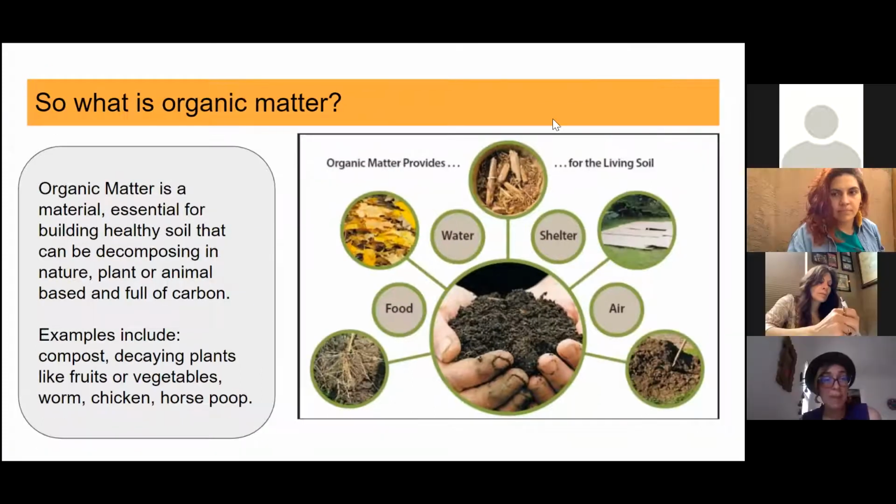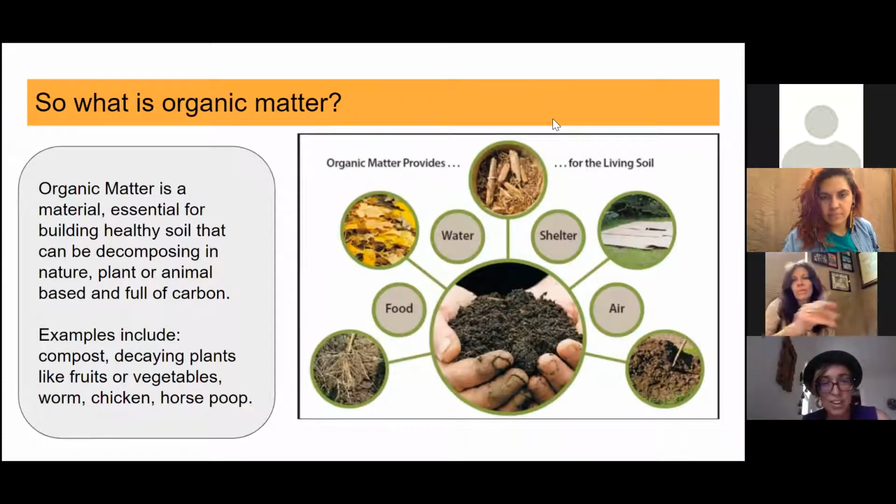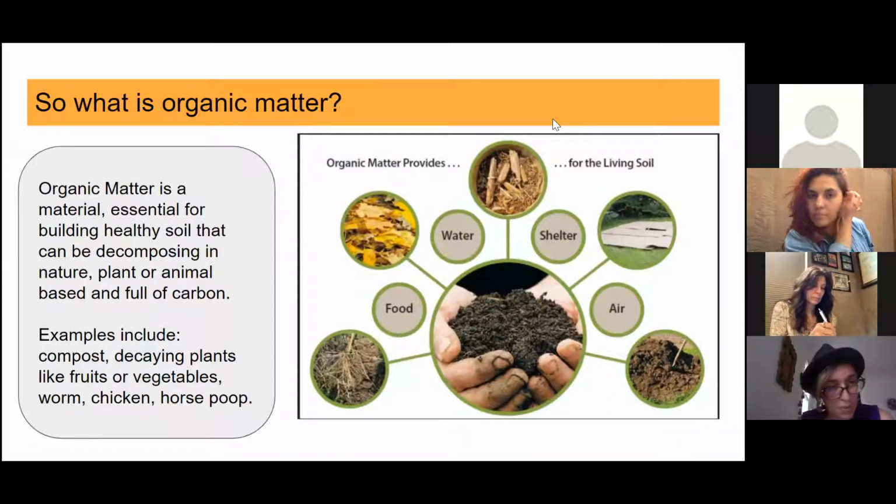Okay, so next slide. Organic matter provides different things for the soil: food, water, shelter, and air. And it sounds like everyone here knows about what organic matter is. So we'll go ahead and move on to the next slide.